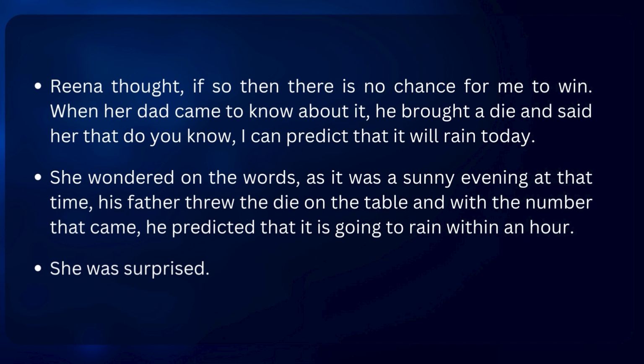He threw the die on the table, and with the number that came, he predicted that it was going to rain within an hour. And surprisingly, after an hour, the rain started coming. However, at the time when her father had made the prediction, the weather was sunny outside. She was too surprised to see that.